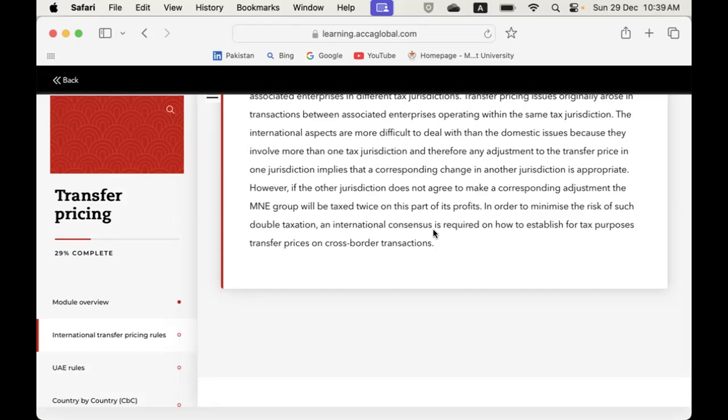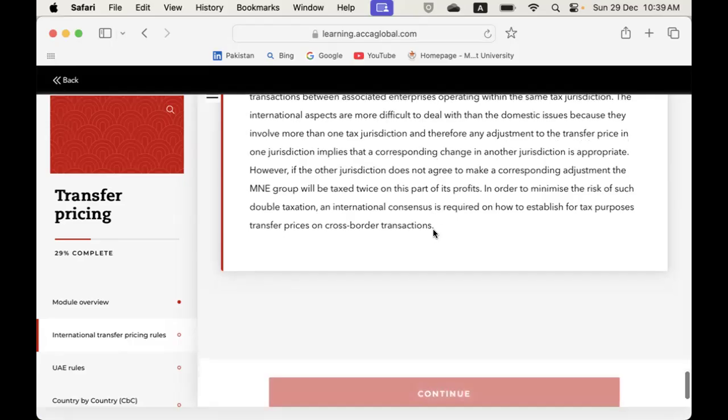So in that case, litigation will come in. The group will file a case in one of the jurisdictions. There will be a legal matter arising.